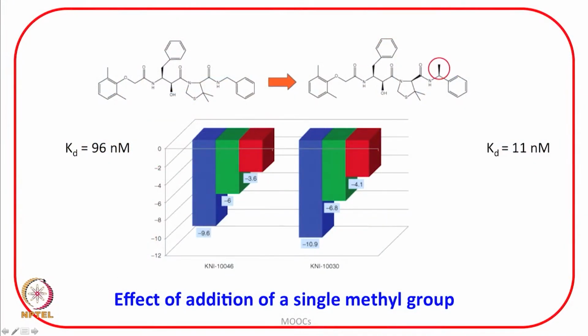Let us take the next example for a better clarity. This is again an example with the HIV-1 protease inhibitor KNI 10046 and its conversion to KNI 10030. The difference between these two molecules is only substitution of a methyl group.